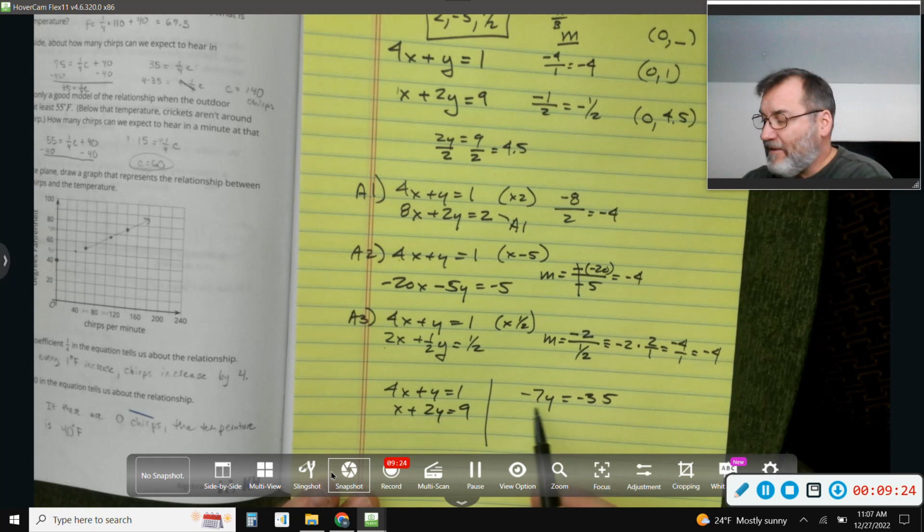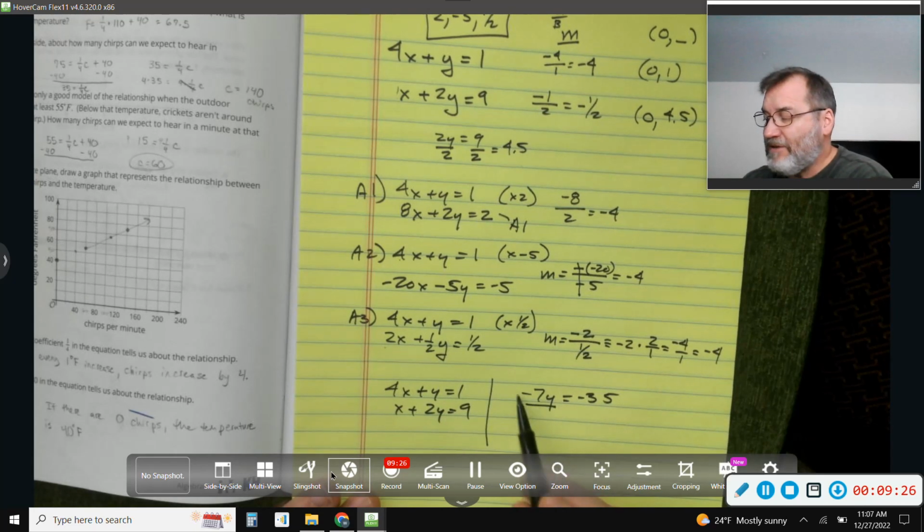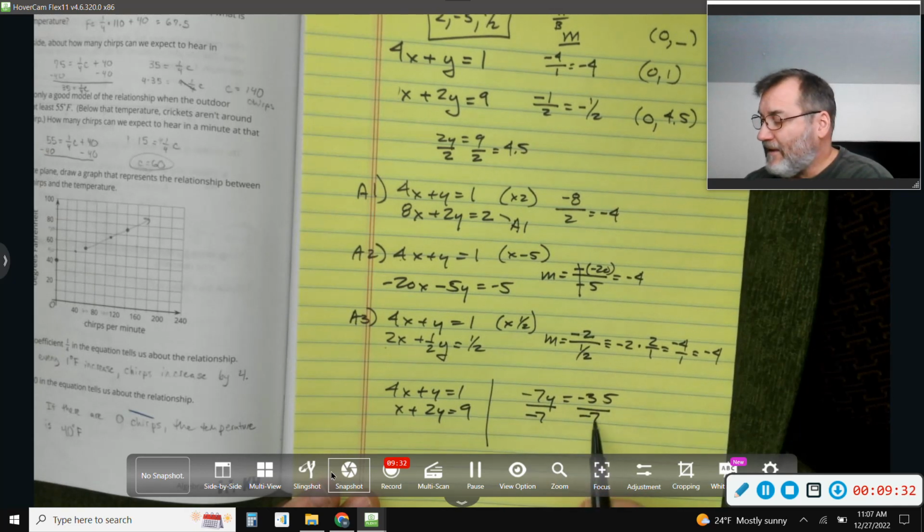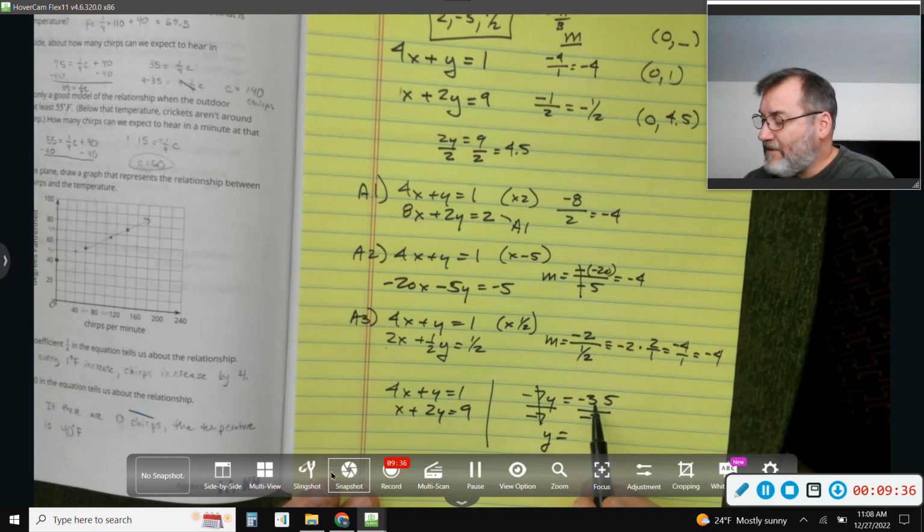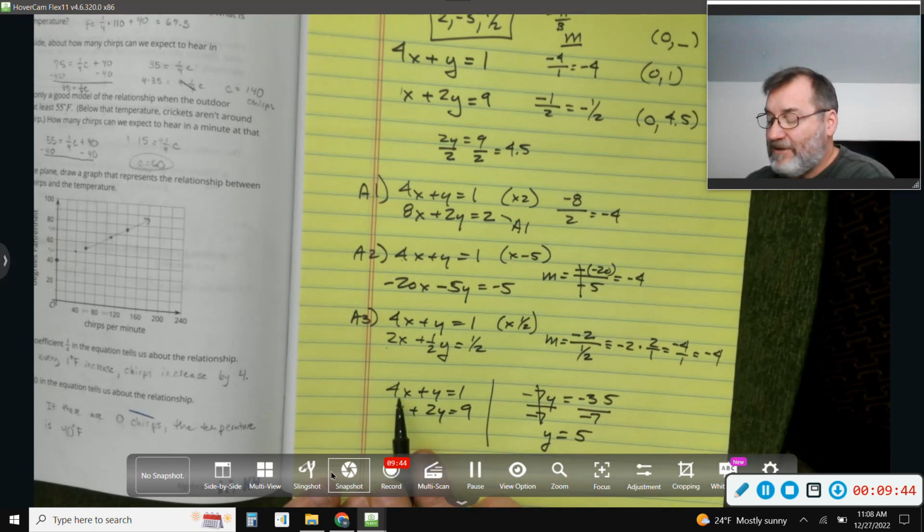I need to get y by itself, so I divide by the coefficient of the unknown. Y is the unknown, negative 7 is the coefficient. So negative 7 cancels. Y equals, well, let's see, negative 35 divided by negative 7 is a positive 5. Now that you have that, you can put it into any of these equations. I usually suggest the one that you didn't manipulate, and then also try the second one just to be sure.